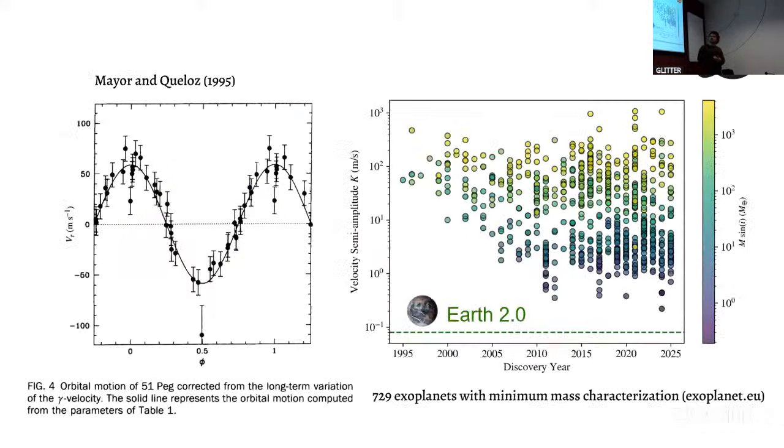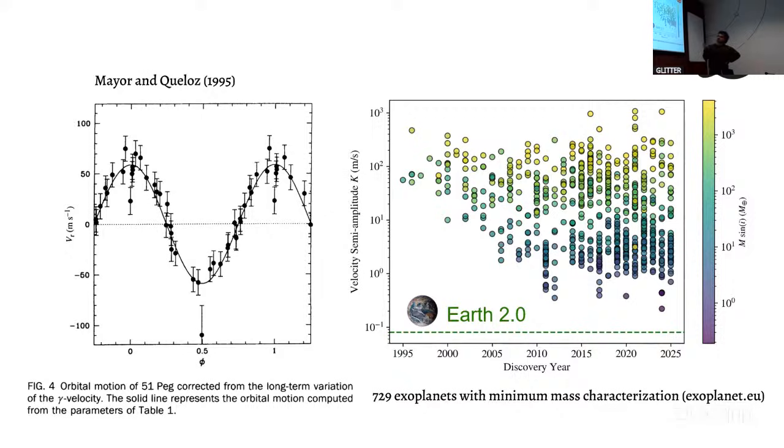This was the method that was used to detect the first ever exoplanet around a main sequence star in 1995. And as we can see, it has contributed to the characterization of over 729 exoplanets over the years.